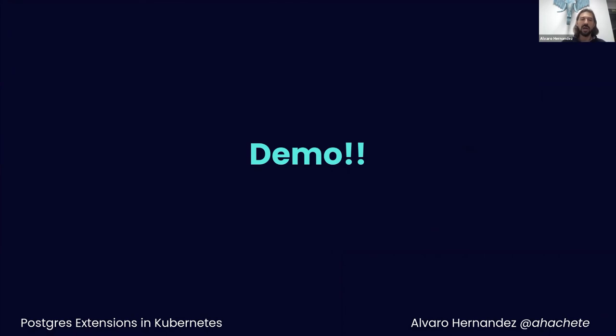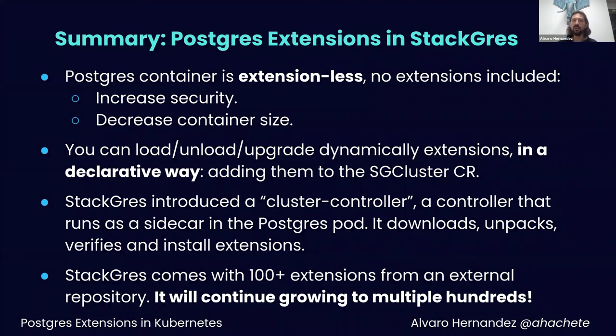So in summary, what is this dynamic loading mechanism for extensions built by the StackGres open source project? It is a mechanism that, as I mentioned before, allows loading dynamically, removing, and upgrading extensions. They're not built into the container image. And this is very good because the container image becomes extensionless. It has two main advantages.